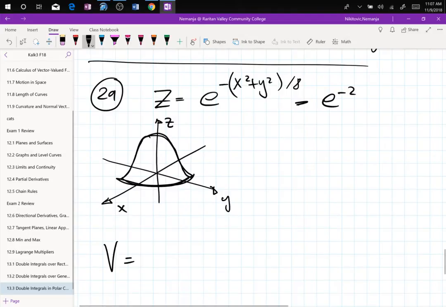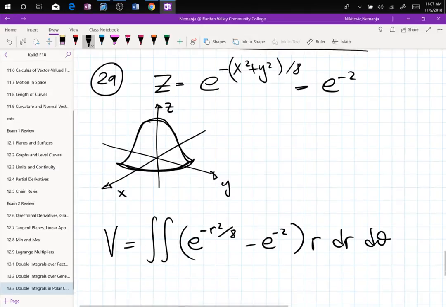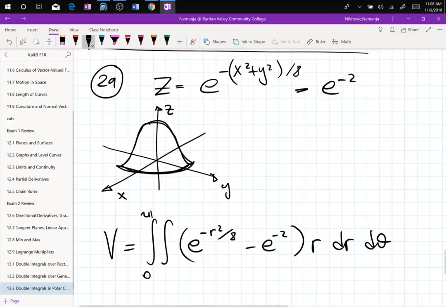and the volume of this is double integral of e to the negative r squared over 8 minus e to the negative 2, everything times r dr d theta. I want the full circle, 0 to 2 pi, and what are my limits for r? Three. Just put in 3. That's it. Good enough. I said limits, so plural. At least give me 2 numbers.